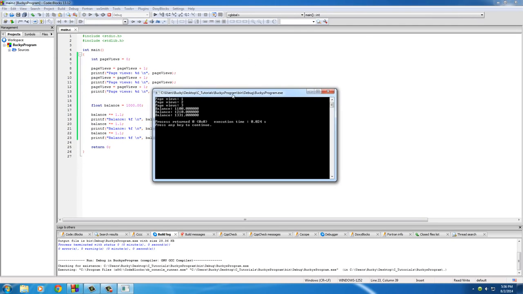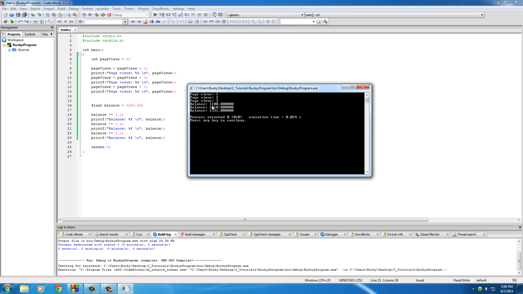So alright, after the first year, how much interest did you earn? $100. After the second year, our total amount is 1,210, and after the third year, 1,331. We are becoming rich. How awesome is that?